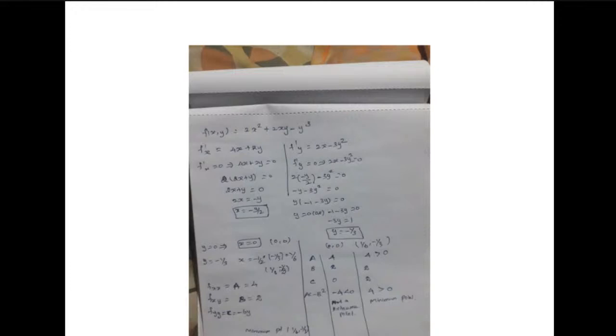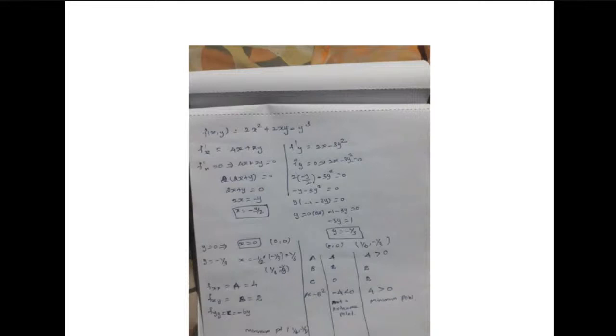Then we have to check the next point, (1 by 6, minus 1 by 3). Here A is equal to 4, B is equal to 2, and C is equal to minus 6y. While substituting y is equal to minus 1 by 3, we will get C is equal to 2. Then AC minus B square is equal to 4. Here the value is greater than 0. Then we can say that this point will give either maxima or minima.